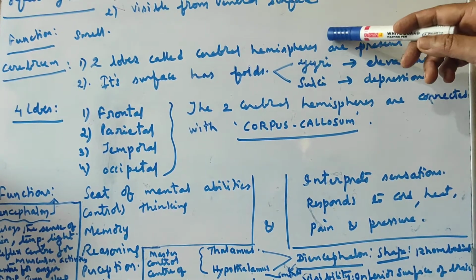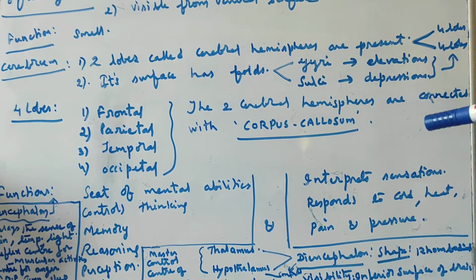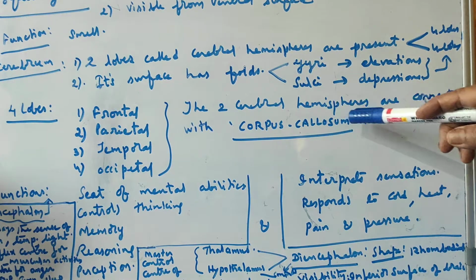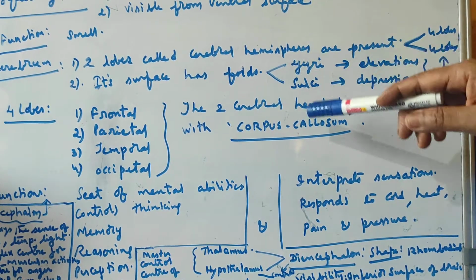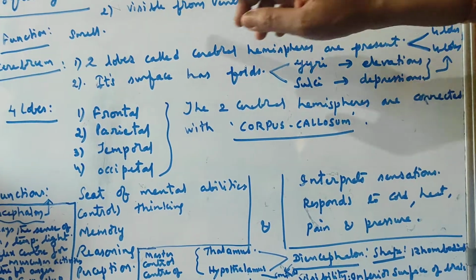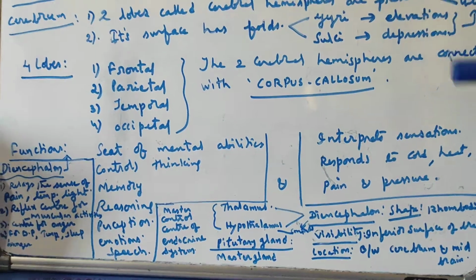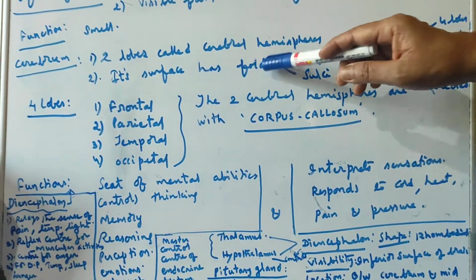These two cerebral hemispheres are connected by the corpus callosum. This is called the corpus callosum. The corpus callosum connects both the cerebral hemispheres of the cerebrum as well as to the brain.